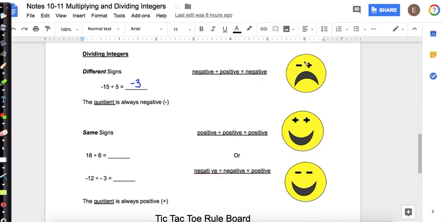So think of it this way: if I have 1 negative, I have a black eye, so I'm not happy. So the quotient is always negative. A negative divided by a positive is a negative.